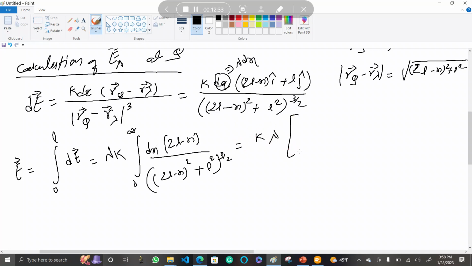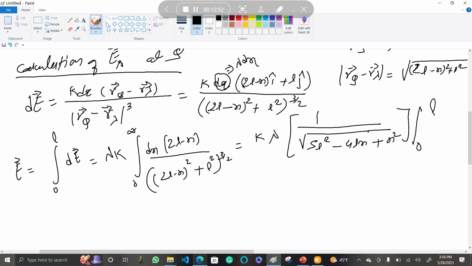If you do this integration, you will get 1 by root under (5l square minus 4lx plus x square). The integration is pretty simple. You can pause the video and do it in rough. I'm just skipping that mathematics part. And if you replace this x by l and proceed with the small algebra, finally you will come up with 1 by root under 2 minus 1 by root under 5.